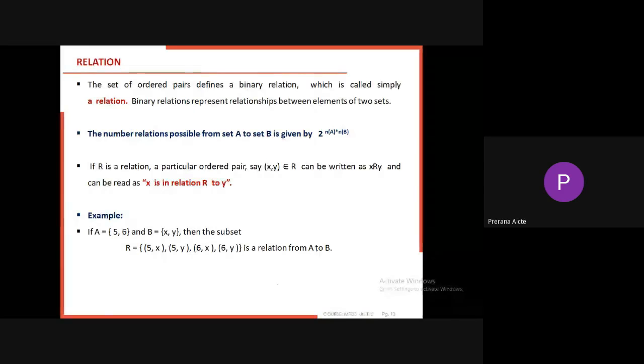So next we have the relation. Now we'll see what this relation is. Just 1 minute, I will be back.